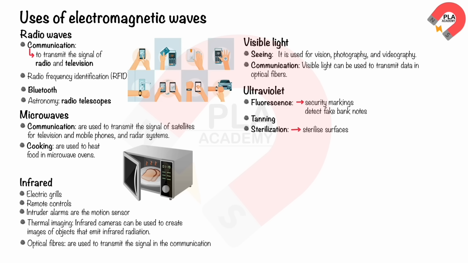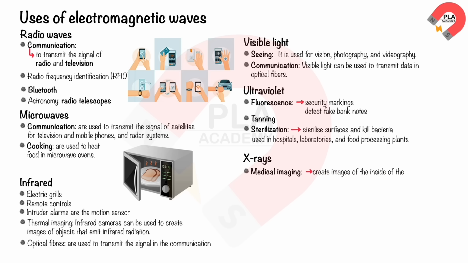Sterilization. Ultraviolet light can be used to sterilize surfaces and kill bacteria. It is used in hospitals, laboratories, and food processing plants. X-rays. Medical imaging. X-rays are used to create images of the inside of the body. They are used to diagnose diseases and injuries.